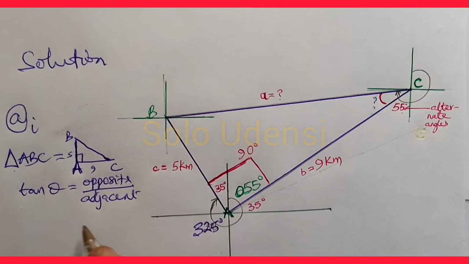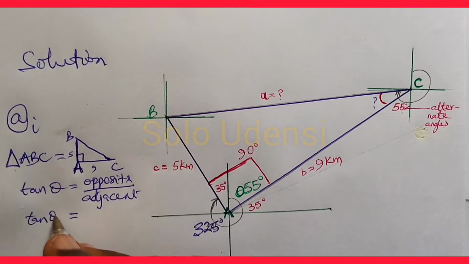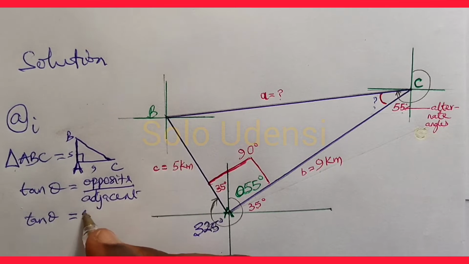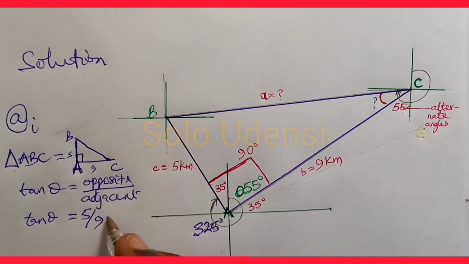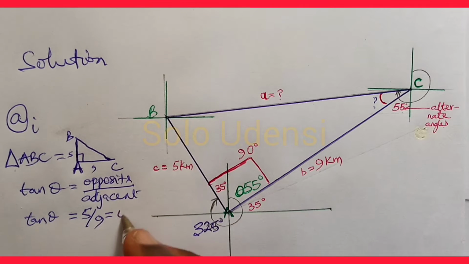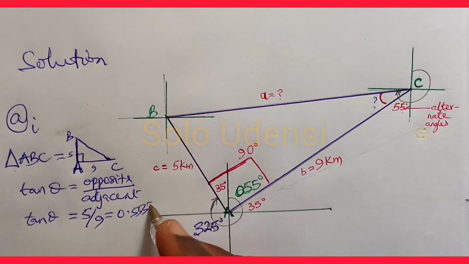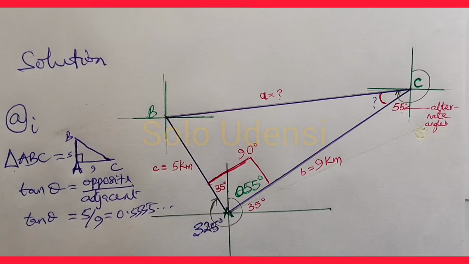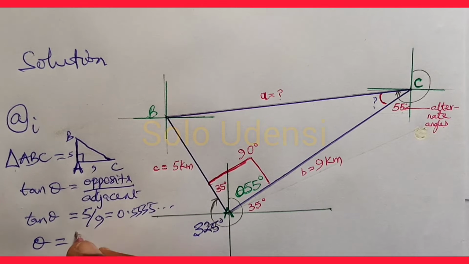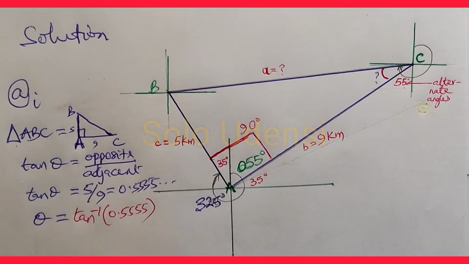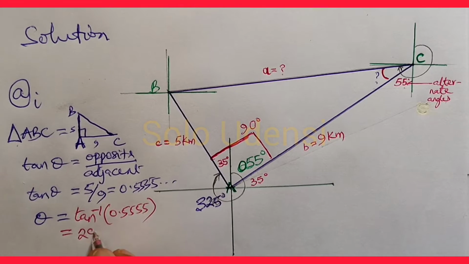So tan theta is equal to 5 over 9, and 5 over 9 is 0.5555. Therefore, theta is equal to arctan 0.5555, and that is equal to 29 degrees.